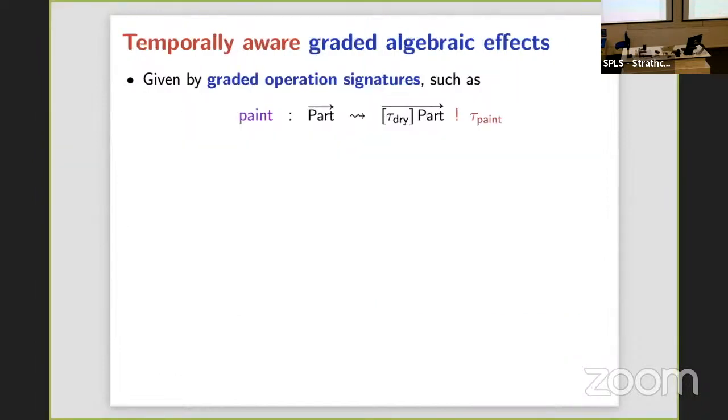So in addition to boxing, unboxing, let bindings and returns, we also assume a set of graded operation signatures. So here's just an example, coming back to the original example: a paint operation. It takes a collection of parts, returns some collection of parts, each wrapped in a temporal modality, and itself takes tau paint time units to compute. The red part is how much time the paint takes to compute.